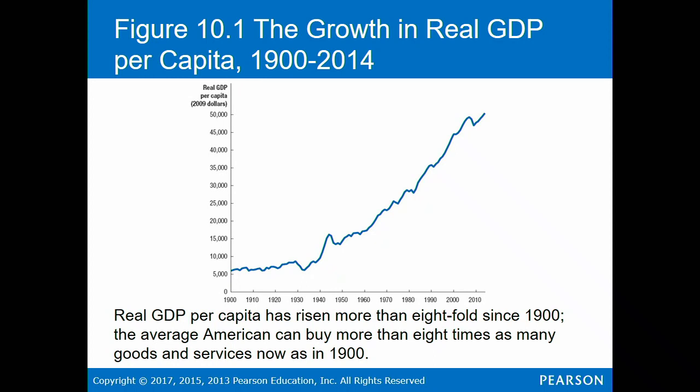Here's a chart from 1900 showing real GDP per capita. This is in 2009 dollars. So it's risen more than 8-fold in the United States since 1900. This is just for the US. So basically what it's saying is that Americans can buy more than 8 times as many goods and services. This 8-fold increase, we see largely increases over time, but that's not always true.